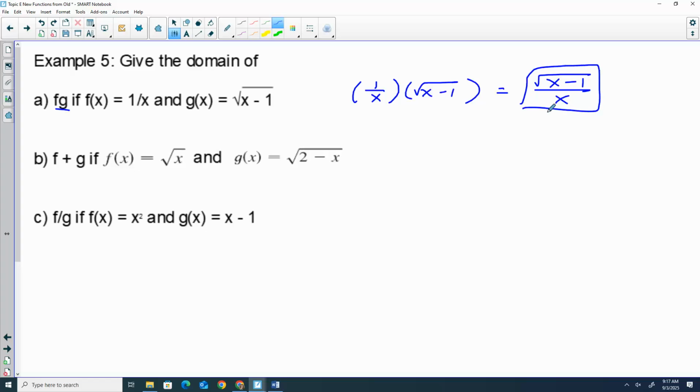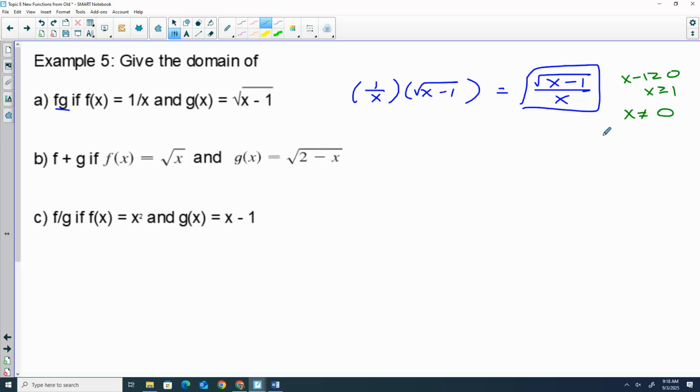For the domain, remember we talked about that at the beginning. We have a couple issues here. We have a radical and we also have a fraction. We know that if you have a square root, what has to be true about the thing underneath? So I know x minus 1 is greater than or equal to 0, which means x is greater than or equal to 1. If I have a fraction, what do we know? The bottom, the denominator can't be 0, so x can't be 0.